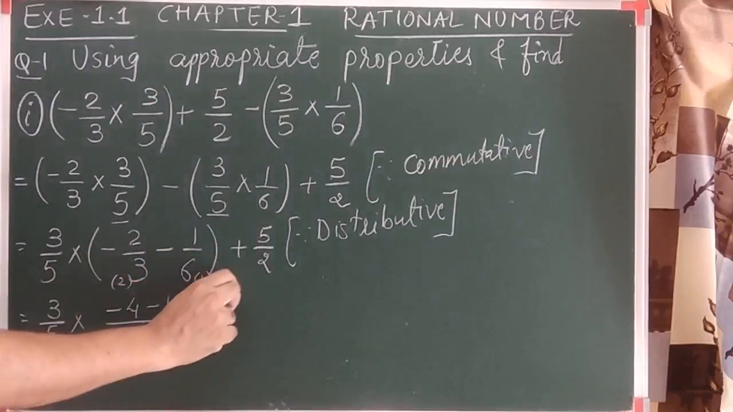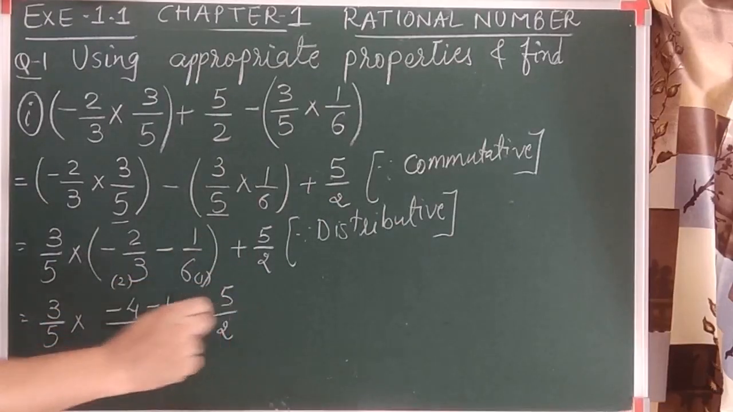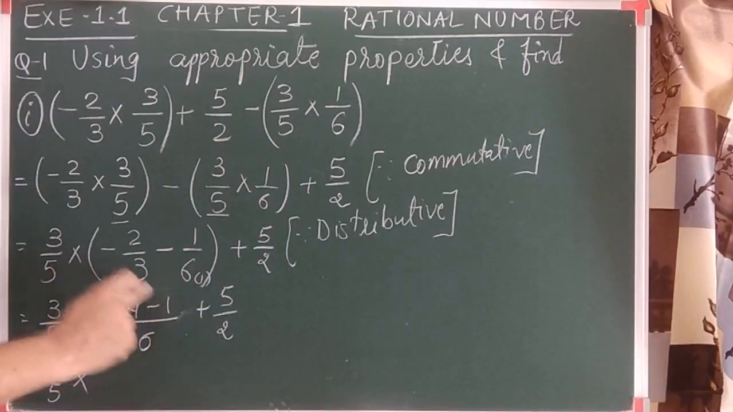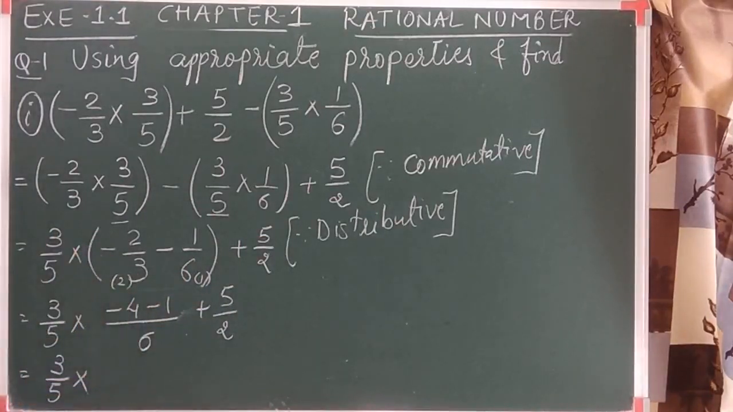Remember this as it is. Here we did not use any property, so we don't write one. We should keep it as it is, 3 upon 5 into minus 4 minus 1. We know whenever the signs are equal, it is addition. We have also read that minus minus is plus, but remember the sign should always be that of the greater number. So minus 5 upon 6 plus 5 by 2.